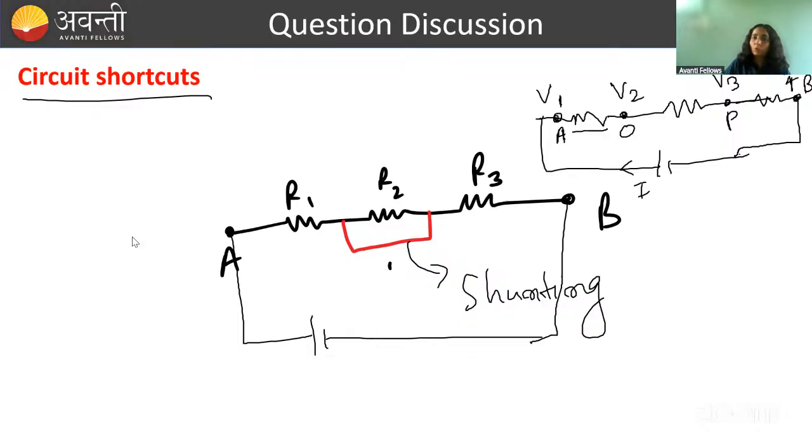Okay. So what you can see, this is R1. Across R1, what potential difference do you see? V1 and V2, V1 minus V2. Across R2, what is it? V2 minus V3. What is across R3? That is V3 minus V4. And when I am connecting a thing like, I'm taking a conducting wire and connecting it like this.